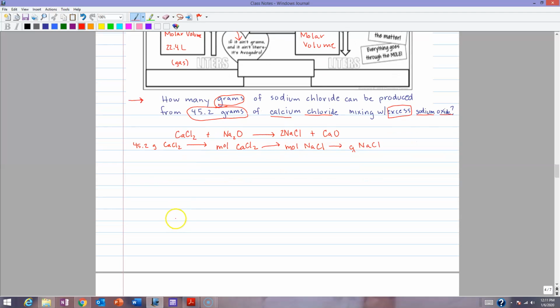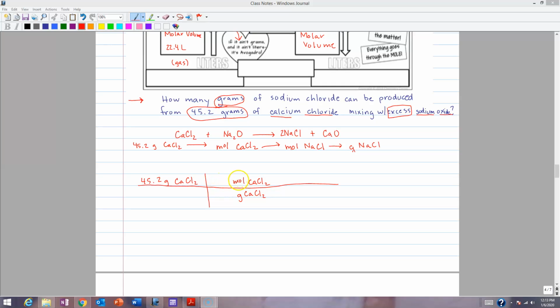Now I've got to set up a T-chart. I'm going to set up a T-chart by taking my given, and I'm going to carry down the unit of my given, and I'm going to carry up the moles. You can be doing the same thing that you did in mole conversions here.